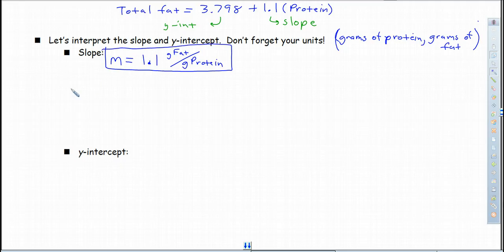And now we need to write a sentence to interpret this. So I'm going to write this another way. I'm going to rewrite this and put 1.1 over 1. And then just keep the units where they are. This is 1 gram of protein on the bottom. And on the top we had grams of fat. So read it from the bottom to the top. This tells us that for every 1 gram increase in protein, the predicted fat content increases, right? It increases because it's positive.